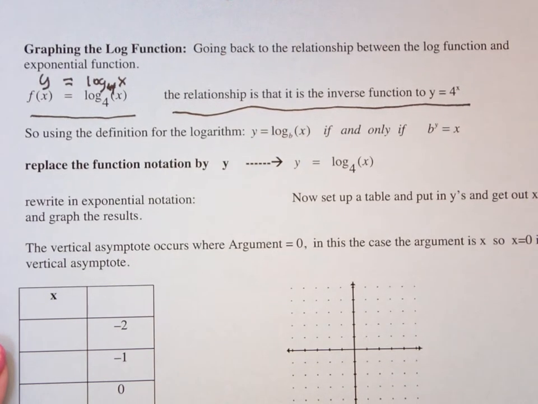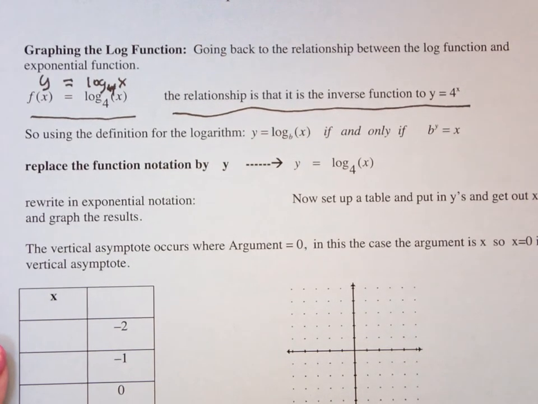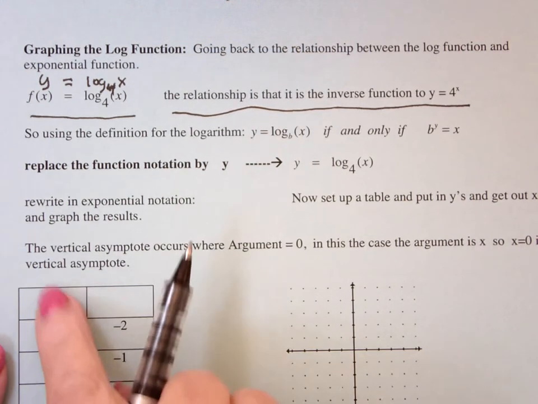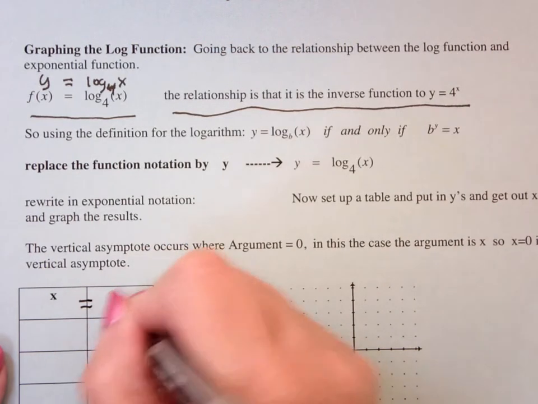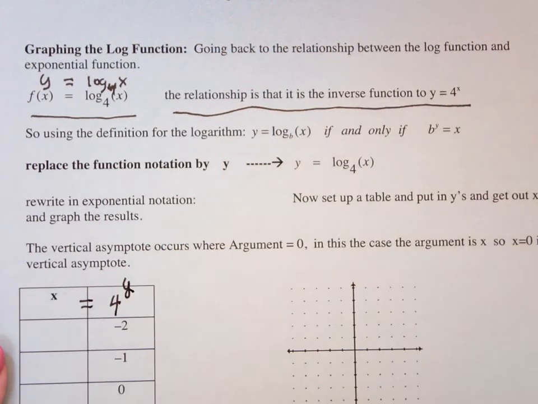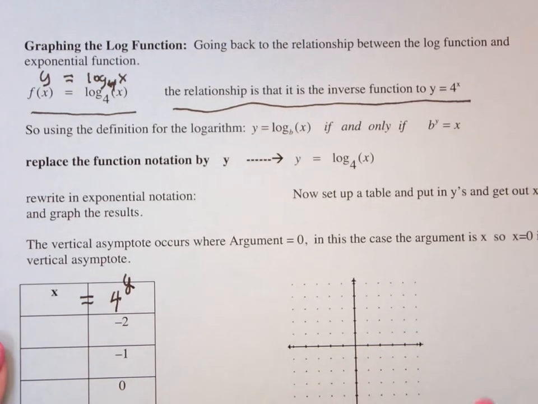Remember, what's the logarithm do? It's the inverse, and the inverse reverses x's and y's. So instead of putting in x's and getting out y's, I know that x is equal to 4 to the y power. I'm going to put in y's and get out x's, because it reverses x's and y's.